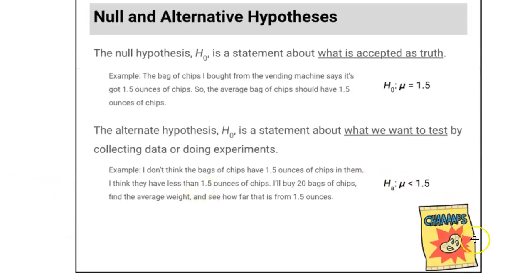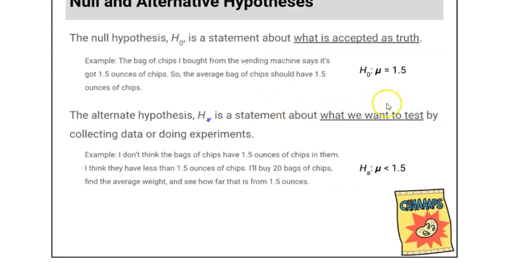All right, here's an example using everyone's favorite snack food, chips. The null hypothesis is a statement about what is accepted as truth. So for example, let's say you go to the store and you get a bag of chips, or the vending machine, as it says here. You could get a bag of chips that says it's 1.5 ounces of chips. So if I'm writing the null hypothesis, that means I believe what it says. I believe the average bag of chips should have about 1.5 ounces of chips. However, the alternative hypothesis, HA, is a statement about what we want to test.